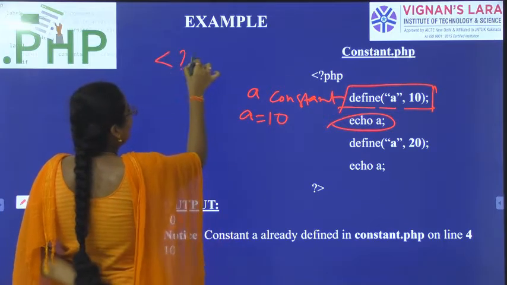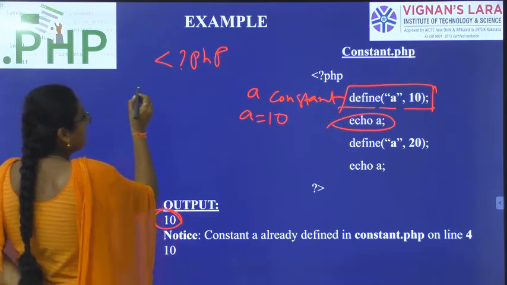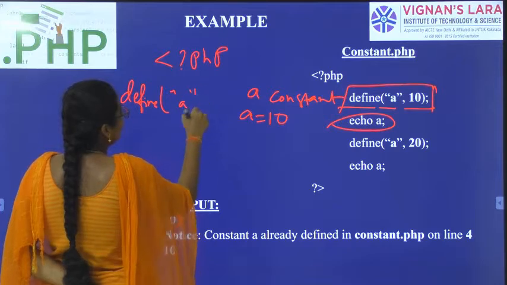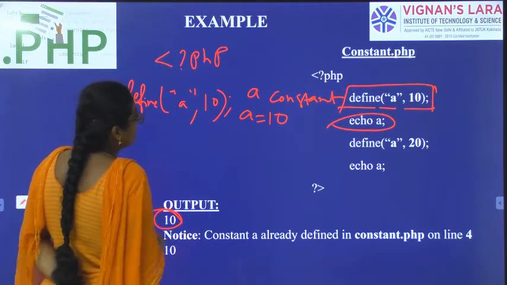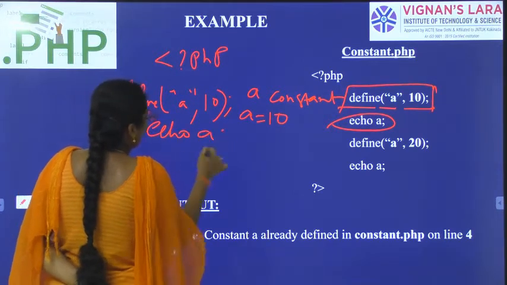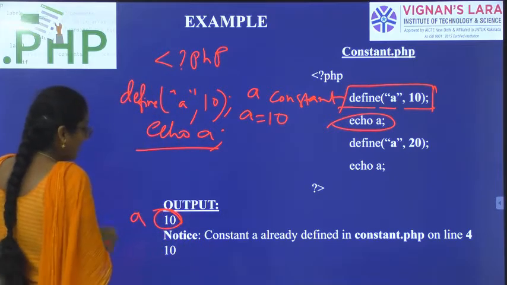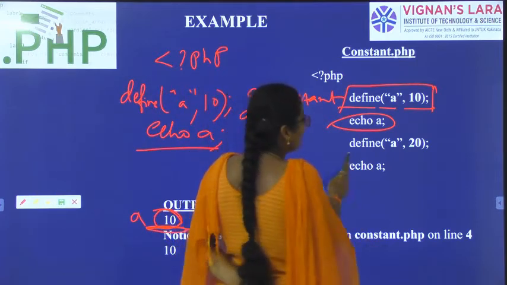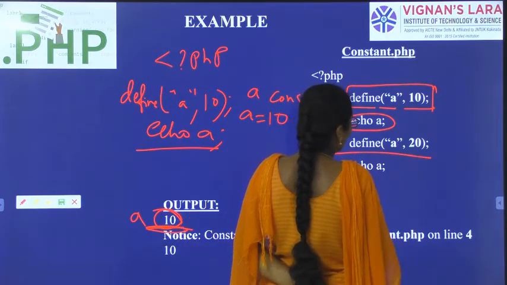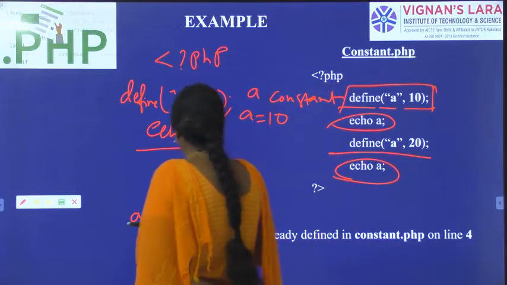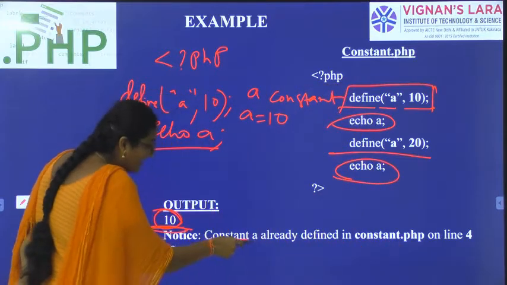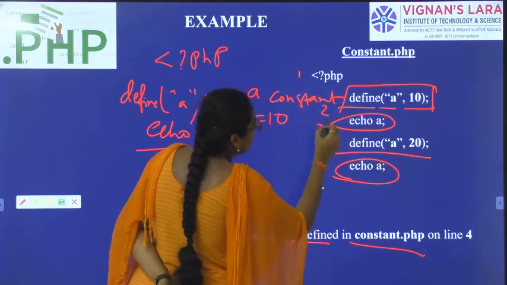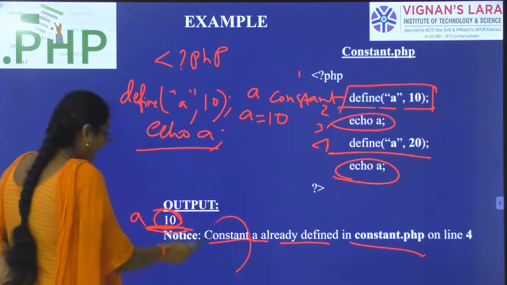First I have started PHP program. Then I have created a constant using define constant name, constant value. Then echo A means printing, displaying the constant. So I got the output as 10. Again I have redefined the value of A to 20 and I want to print the A value again. Constant A is already defined in line number 4. That's why we will get an error.